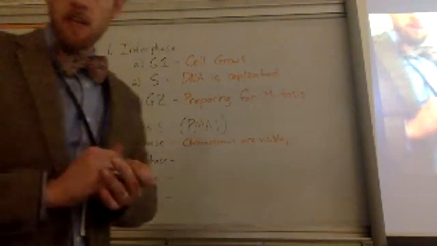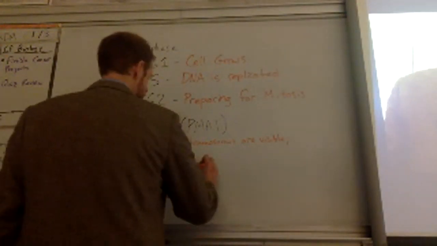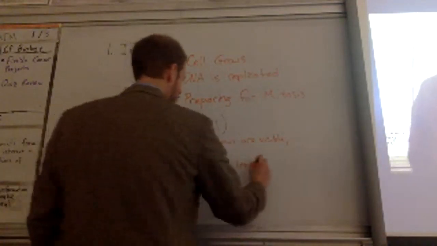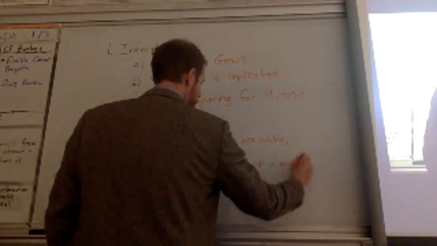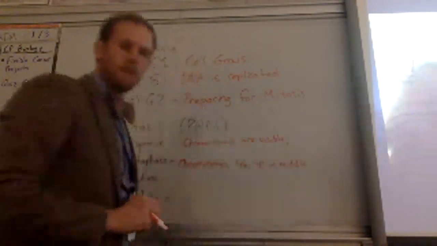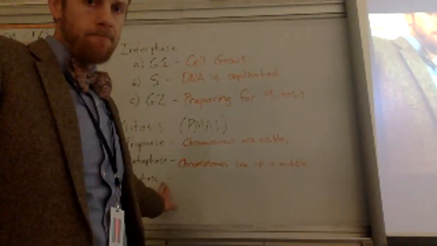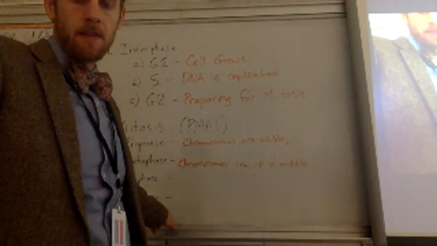In metaphase, M, chromosomes can be found, as Mia said, in the middle. So chromosomes line up in the middle. All right. So we got metaphase. Anaphase is also pretty easy to spot. It's only prophase and telophase that are probably going to be tough for you guys.